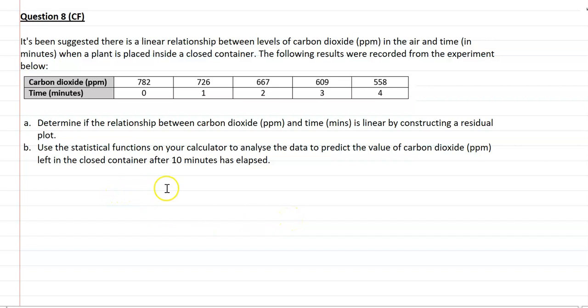Then use statistical functions on your calculator to analyze the data to predict the value of carbon dioxide left in the closed container after 10 minutes has elapsed. Press pause and have a go.